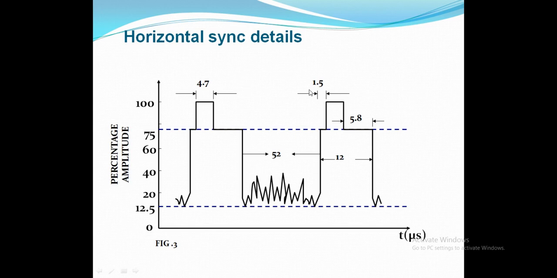This is the overall diagram of the horizontal synchronizing pulses. It has a front porch, horizontal synchronizing pulse and back porch. Here the front porch is 1.5 microseconds, the horizontal synchronizing pulse width is 4.7 microseconds and the back porch is 5.8 microseconds.